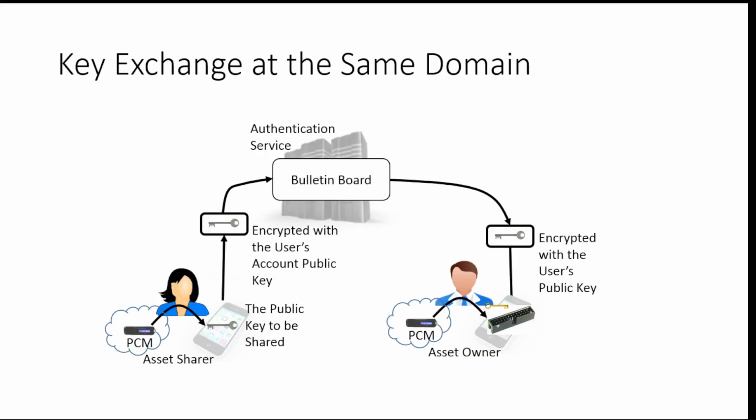An invitation to share an asset, for example, a car, is a request to share a public key by a person who wants to have access to that car. The Vault platform handles a public key like a shared secret, so it provides a secure bulletin board for exchange of those keys if sharing individuals use the same authentication service.